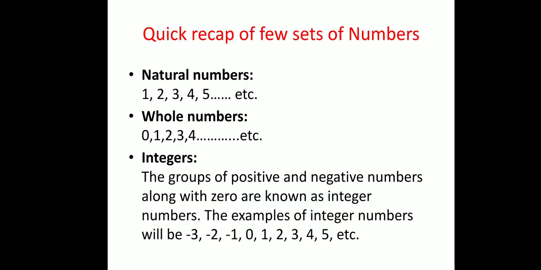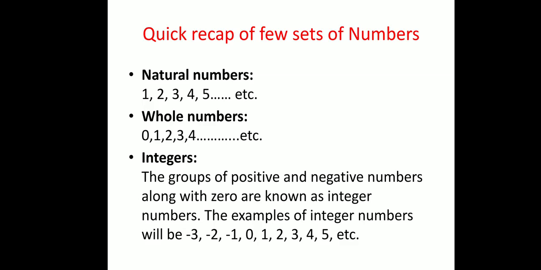Before moving directly to rational numbers, let us have a quick recap of a few sets of numbers. The very first set of numbers which you should be aware of is the set of natural numbers. Though you have studied these sets of numbers in your previous classes, to understand this chapter properly, we should have a quick recap of all of them. Let us begin with the very first set, that is natural numbers. Counting numbers starting from 1, 2, 3 till infinity are known as natural numbers.